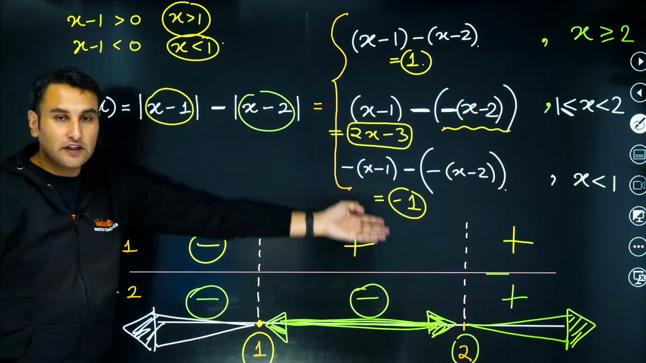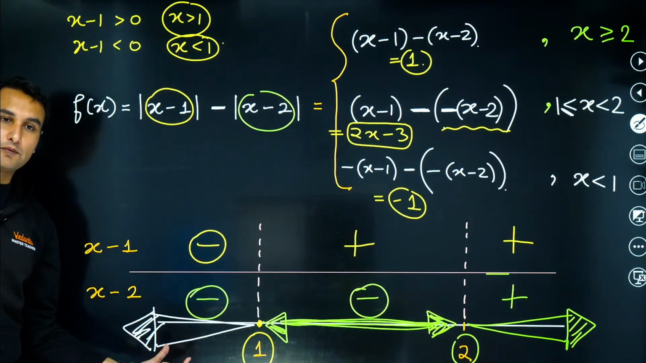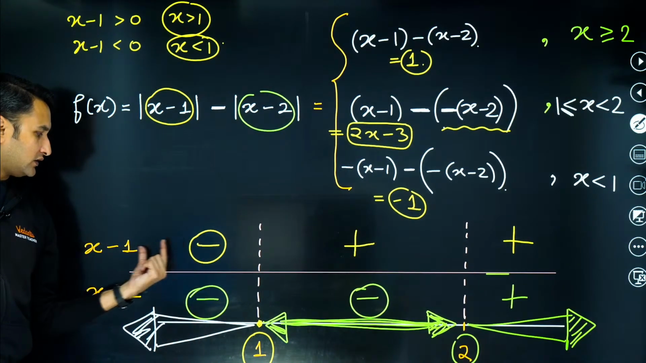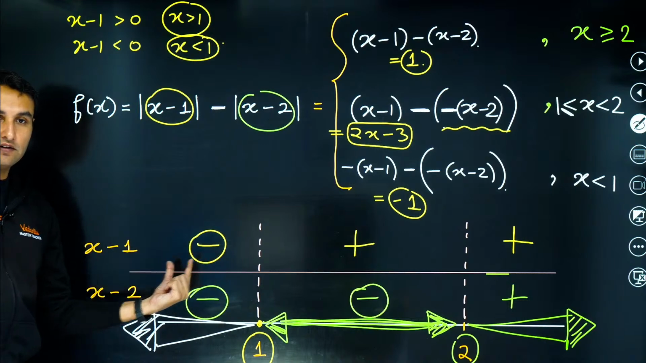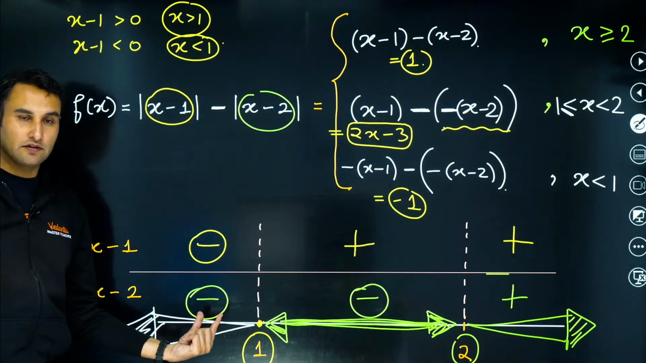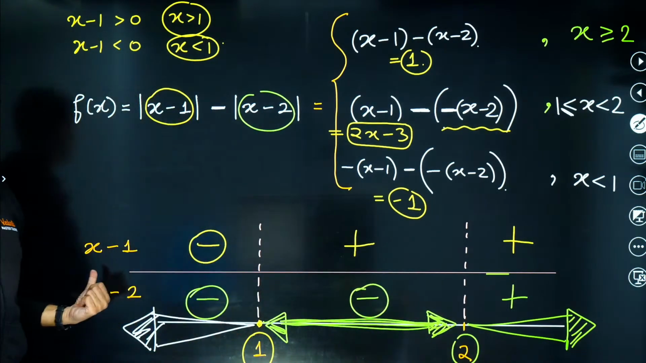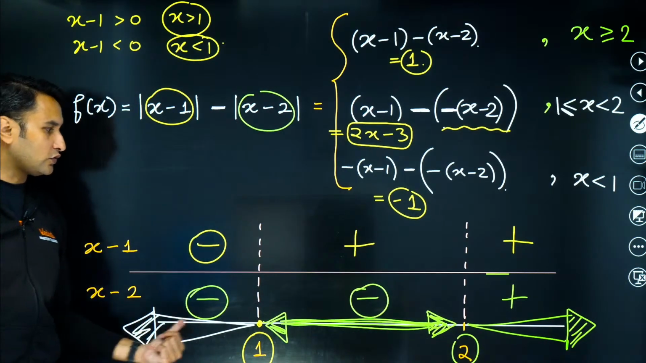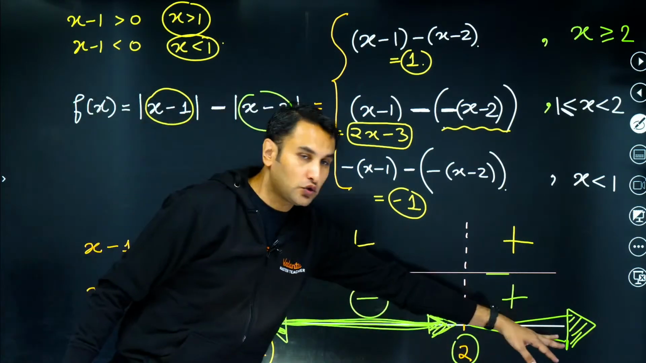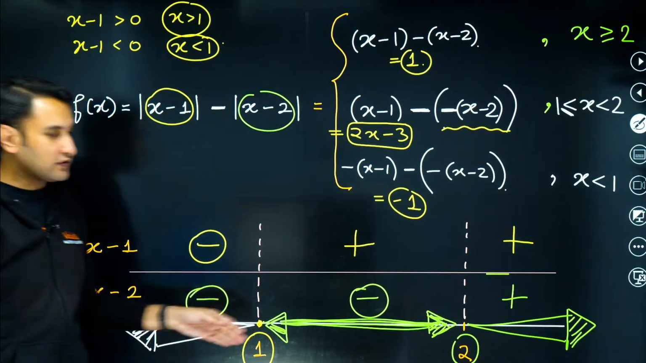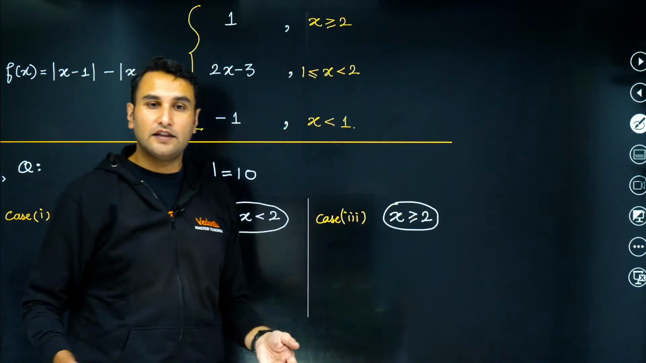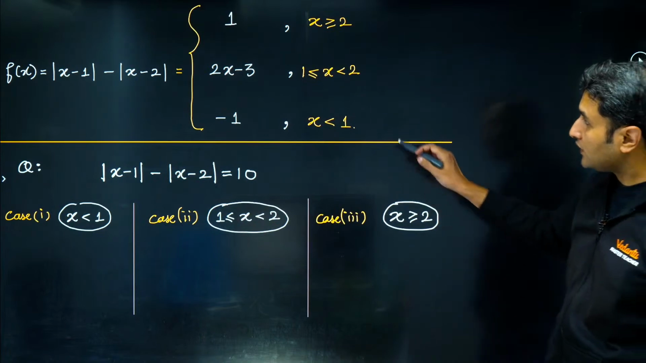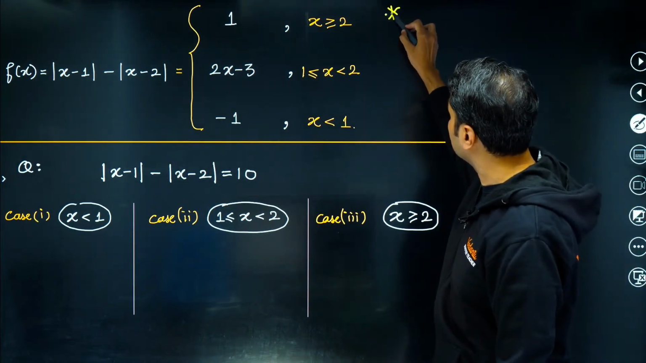Now redefine the function by opening up the modulus in all these zones. In this zone, x less than 1, this modulus opens with a negative sign, and this one also opens with a negative sign. Between 1 and 2, this one opens with a positive sign, and this one with a negative sign. After 2, both these modulus open with a positive sign, and now you have the function. Bachcho, this is the function. I'll just summarize it for you.